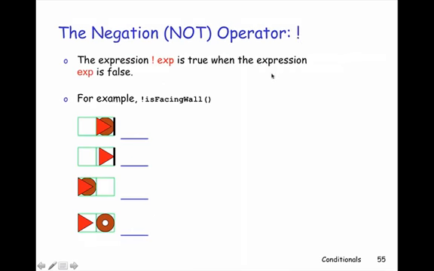Our final operator is the negation operator, which is written as an exclamation point and is pronounced not. So exclamation point expression is pronounced not expression. And it inverts the meaning of the Boolean expression. So not of true is false, and not of false is true. So for example, let's consider the expression not facing wall. Since in both the first two scenarios, the bugle is facing a wall, if we negate that, the result is false. In both of the second situations, the bugle is not facing a wall, and so those values are true.